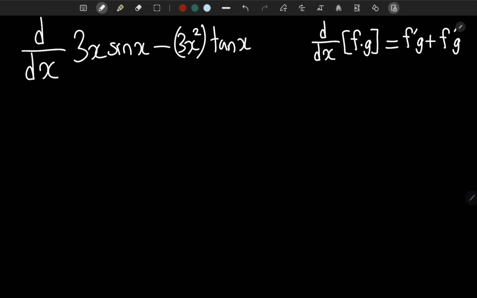So in our next question, please pause the video and just think about this question. How are we going to solve this using the product rule? So here we need to apply the product rule to this equation, which is going to be 3x sine x and 3x squared times tan x. So we have to apply the product rule 2 times over here. So this 3x is going to be f, so we write here, and then g is going to be sine x, and over here we can take this as f 3x squared and g as tan x. So now let's start the process.